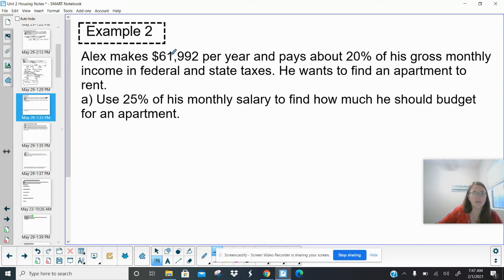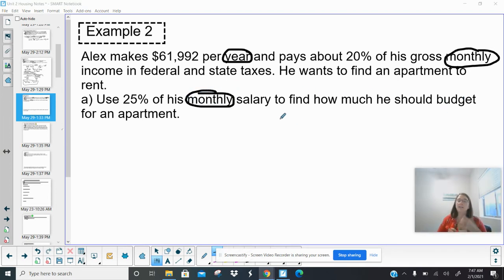Alex makes $61,992 per year. Once again, please get in the habit of doing that. And pays about 20% of his gross monthly income in federal and state taxes. Hey, those do not match. We're going to keep that in mind. He wants to buy an apartment to rent. Use 25% of his monthly salary to find out how much he should budget for apartment. So Alex is saying, you know what, I'm going to go to the lower end. I want to budget 25%.